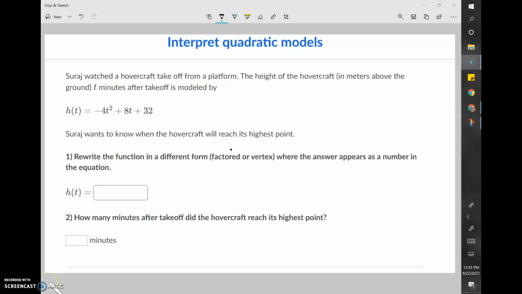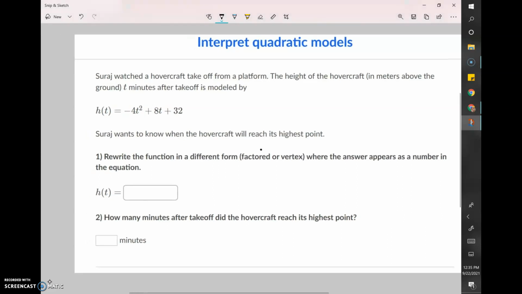Alright, today we're talking about interpreting quadratic models. Let's go ahead and get into the first example today. I'm going to read through the question and then we'll figure out what the elements are that it's asking us to answer. Sergey watched a hovercraft take off from a platform. The height of the hovercraft in meters above the ground t minutes after takeoff is modeled by the following function.